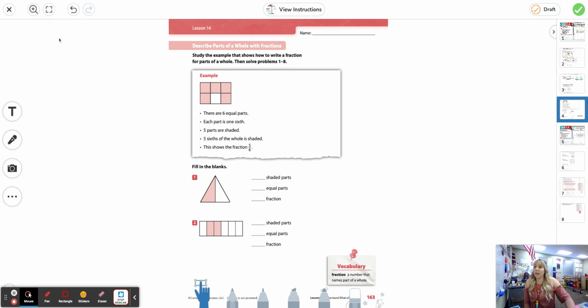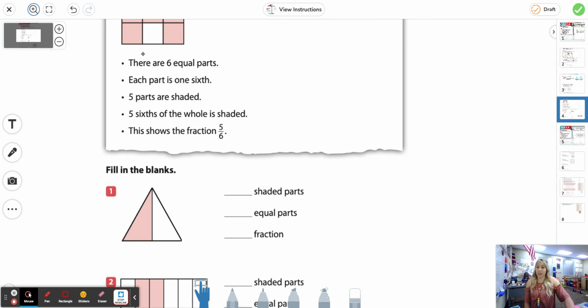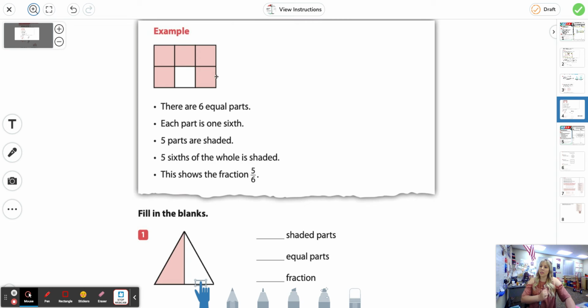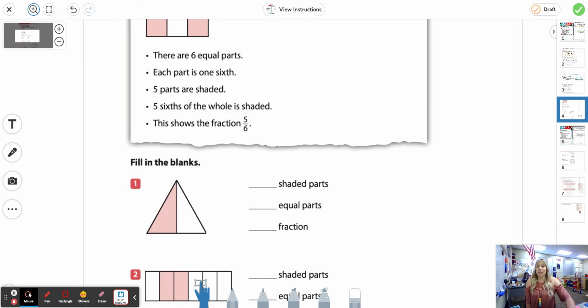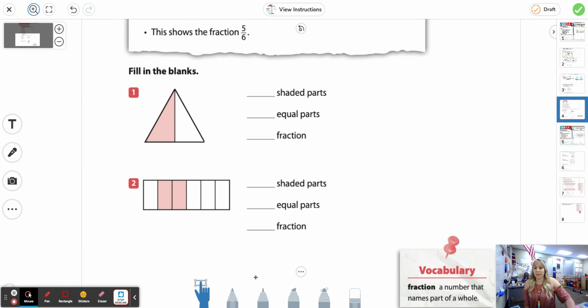Now on page 4, we're working on naming fractions and shading them in. So when I look at my example, it shows me there's 6 equal parts. 1, 2, 3, 4, 5, 6. That means that each one of these parts is 1/6. 5 of them are shaded, which means 5 of the 6 pieces are shaded. We call that 5/6. Now we're going to practice on a couple of these.